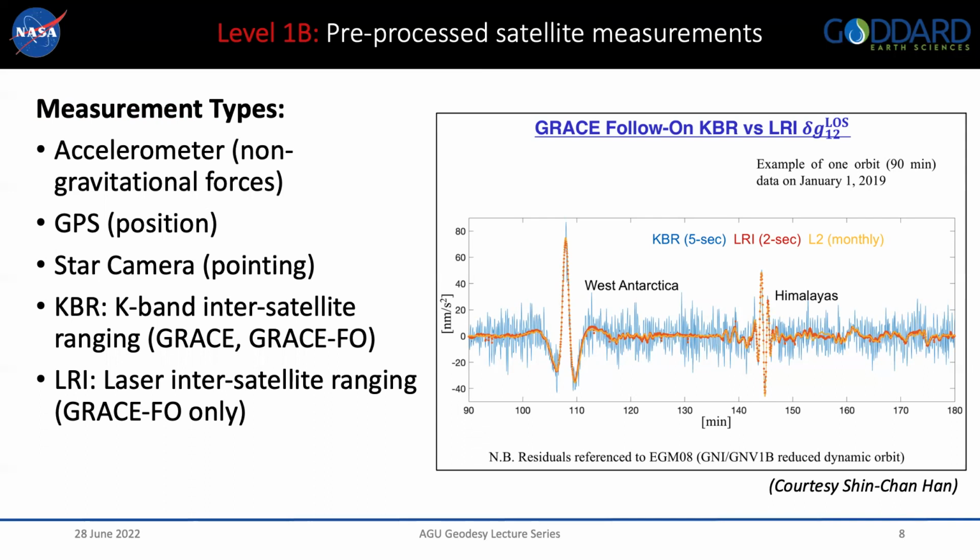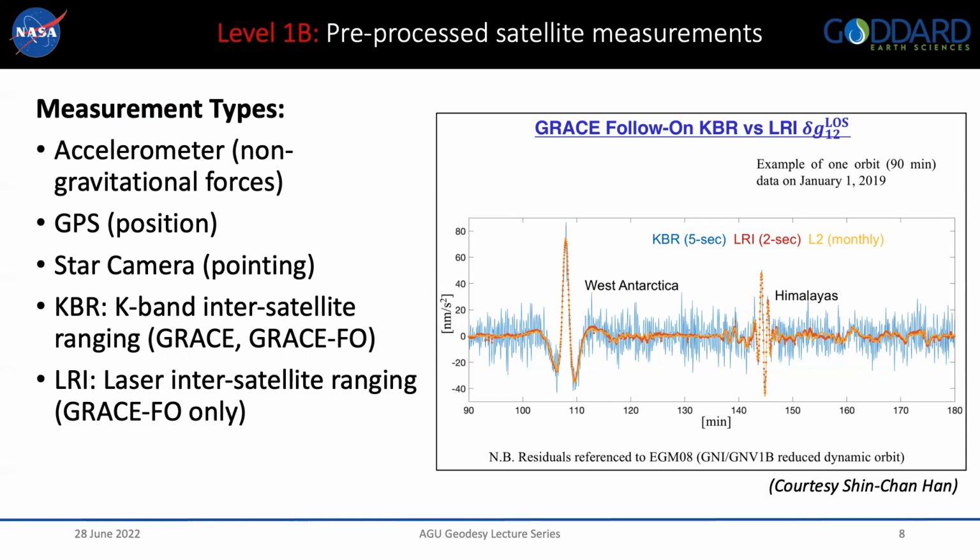The measurement types that would all be considered level 1 are going to be those things I mentioned before. So the accelerometer data that measures our non-gravitational forces like drag, the positioning and pointing data from GPS and our star cameras, and then the ranging data. And on GRACE, that ranging data comes from a K-band microwave radiometer. And on GRACE follow-on, it does have that K-band ranging device, but it also has a laser intersatellite ranging device.